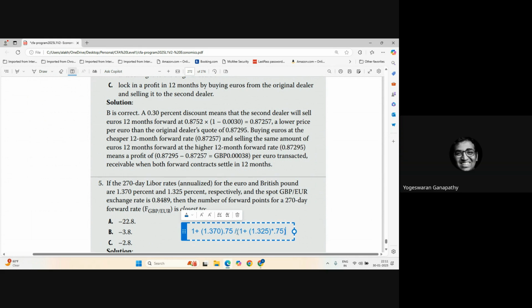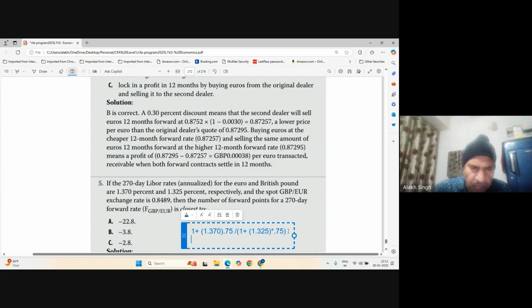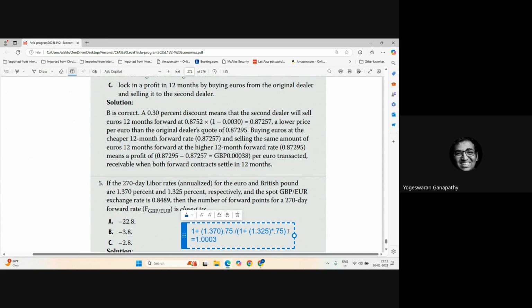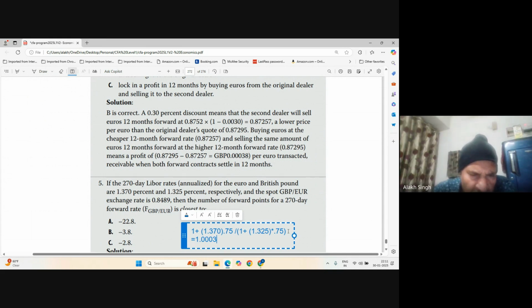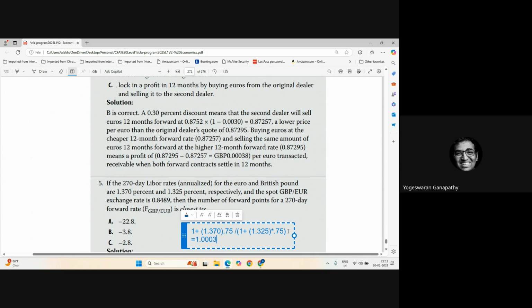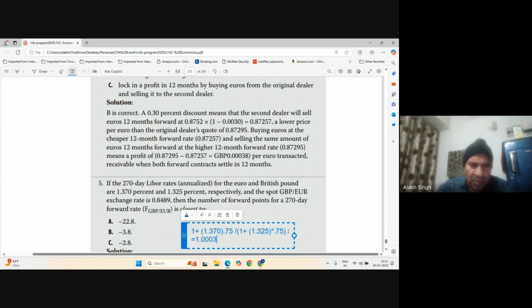Sir, the whole value comes out to be 1.0003. Very good. So 1.0003, okay? Yes, sir, that is what it comes to. So the euro will depreciate against the spot rate. Yeah, so the euro will depreciate, that's for sure. Now we multiply this into 1.003.